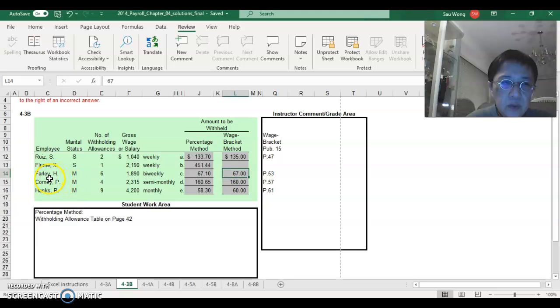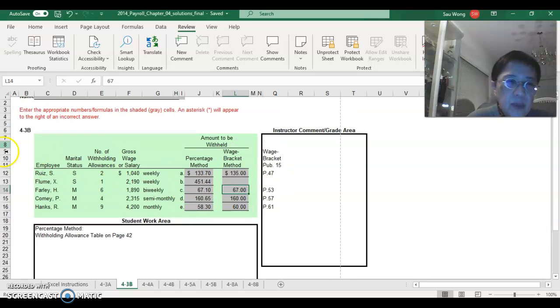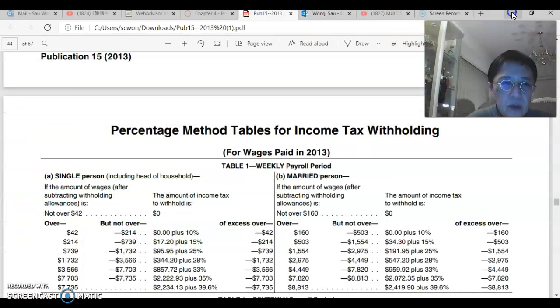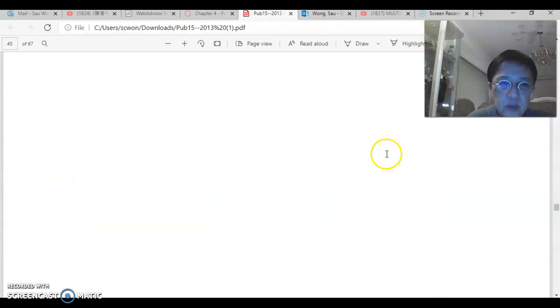Let's do the third person, Fairly, on page 53. He is married, the number of allowances is 6, and the pay is 1,890. Page 53.